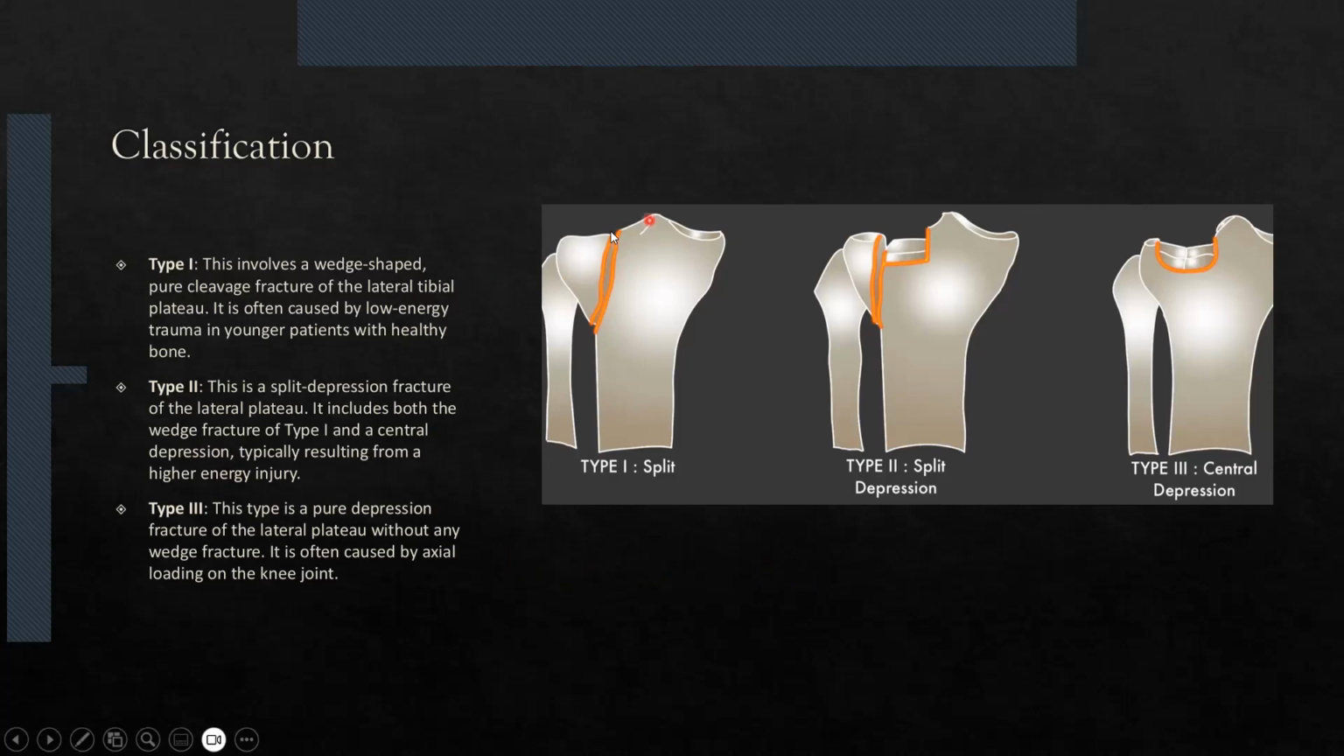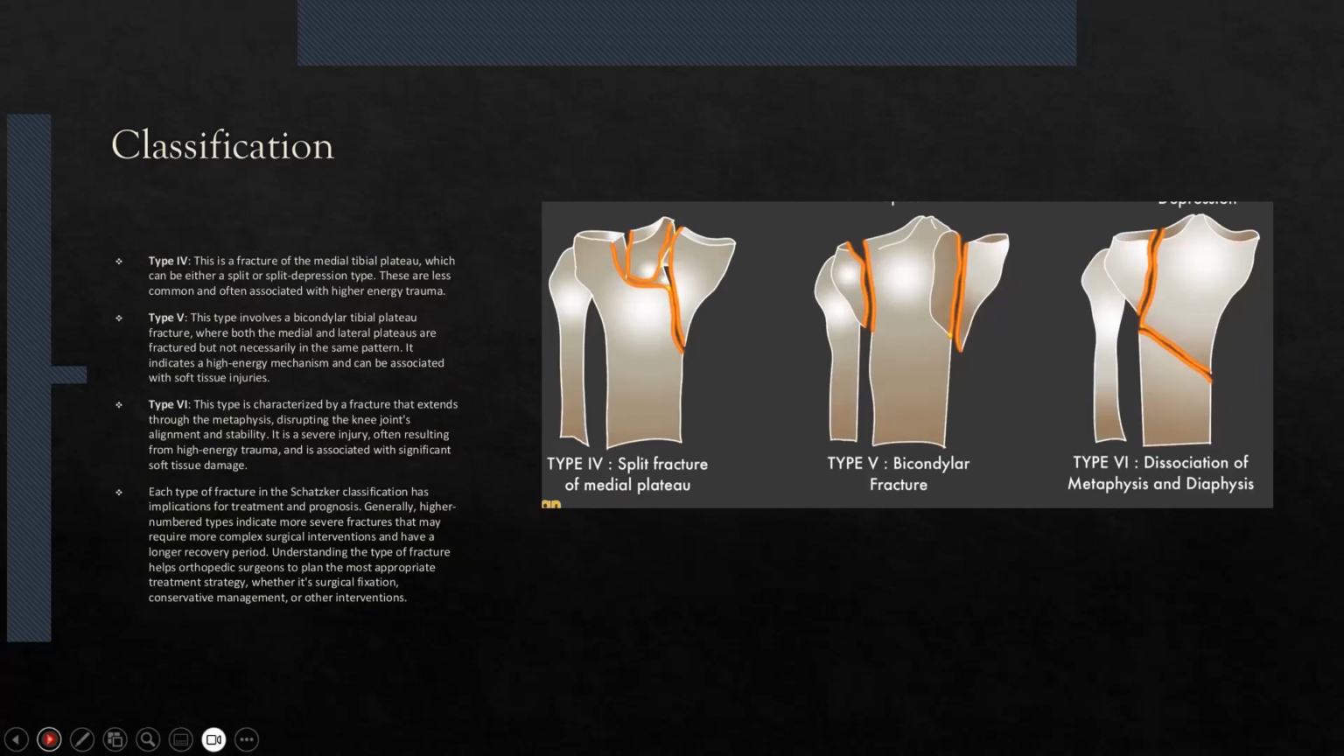So if we look at type 1, we can see it's just a wedge-shaped cleave of the lateral tibial plateau, and it's normally caused by low energy trauma to younger patients with healthy bone. Type 2 is a split and a depression, and it typically results from higher energy injuries. Type 3, which we had seen earlier, is a pure depression fracture of the lateral plateau without any wedge. It's often caused by axial loading on the knee joint. Now, the one we saw was actually a medial, not a lateral, so it just confuses it a little bit. Type 4 is a fracture of the medial plateau.